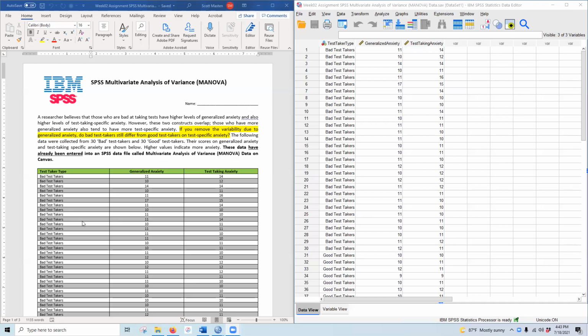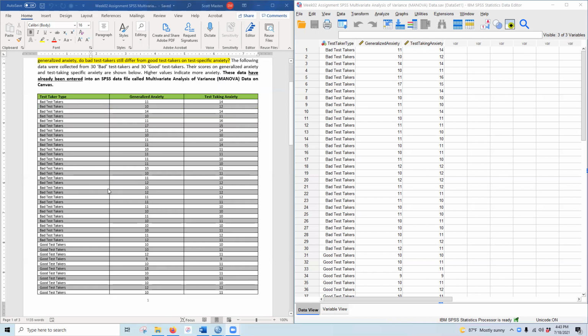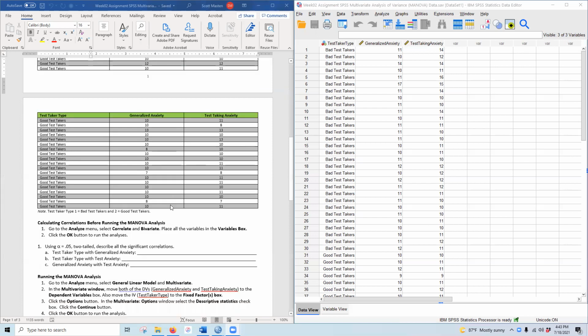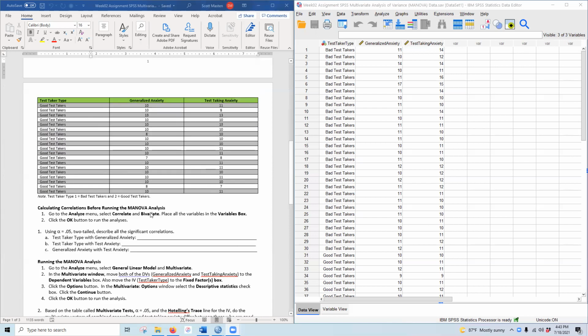All right, let's do MANOVA from week 2. So what makes bad test takers bad test takers? Is it that they are anxious in general, or is it that they are anxious specifically about taking tests? So we got some good and bad test takers, so generalized anxiety and their test taking specific anxiety.